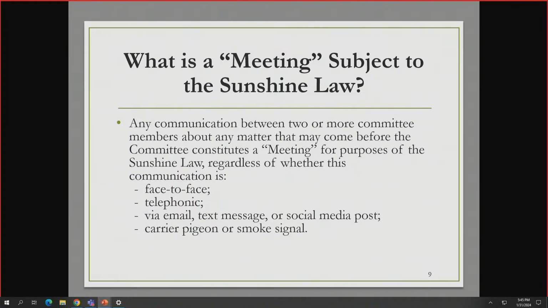What is a meeting? As I said, it's face-to-face, it's telephonic, email, text message, social media posts, carrier pigeon, smoke signal. The bottom line is anything where you are communicating with any member of this board should be considered to be a meeting the second that you would be discussing any topic that is going to come before the board. So please don't.